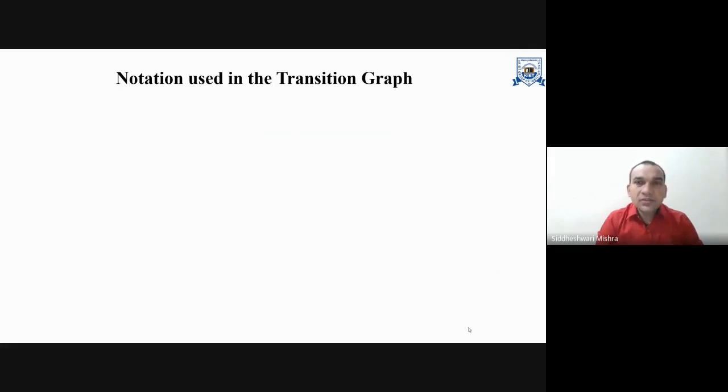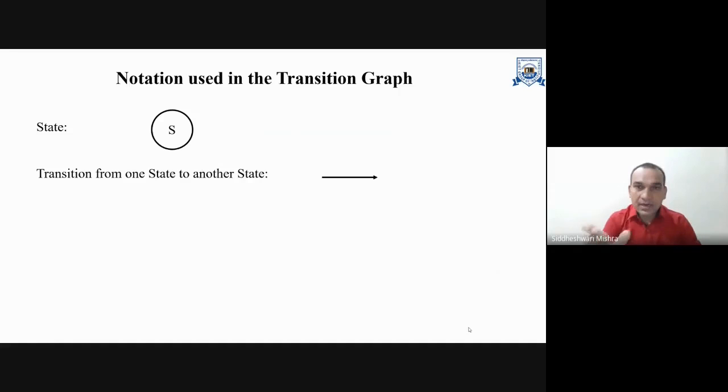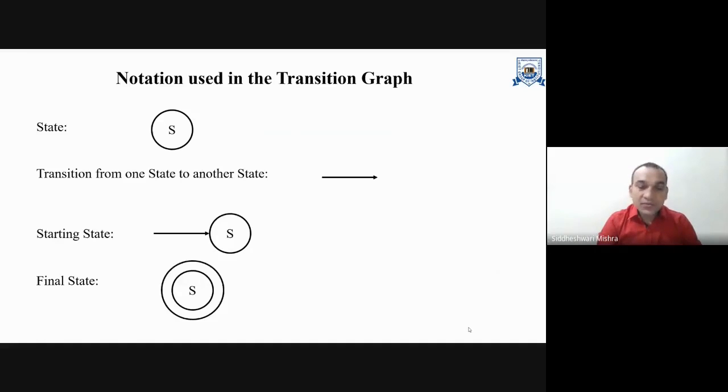In a transition graph, there are a few notations we use. The first one is your state. A state can be represented by a circle. Next is a transition from one state to another state. It can be represented by an arrow from one point to another point. Third is the starting state. The starting state is always represented by an arrow which just comes to meet the state. And next is your final state. The final state is represented by a double circle.